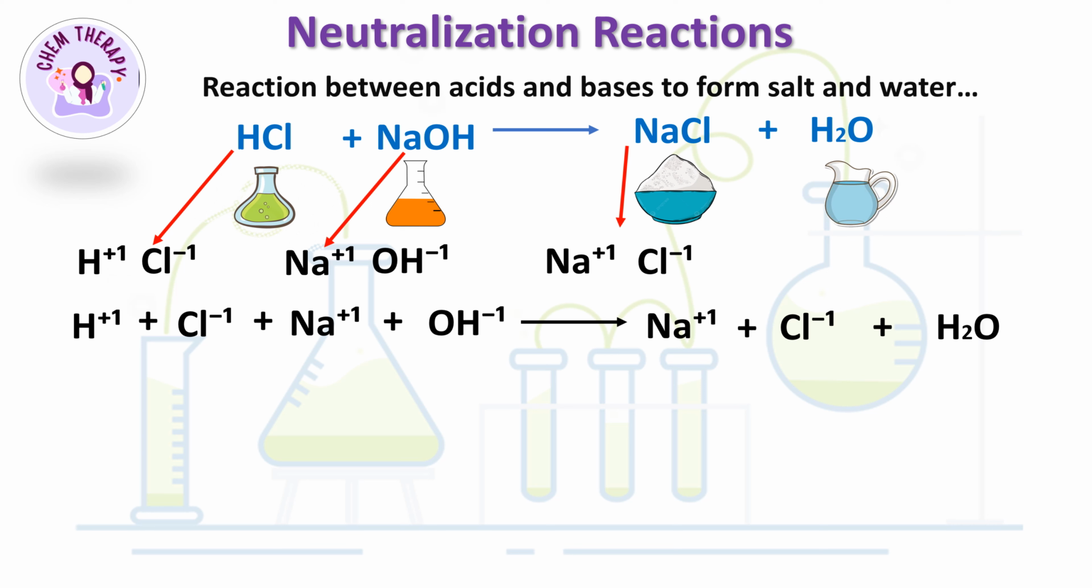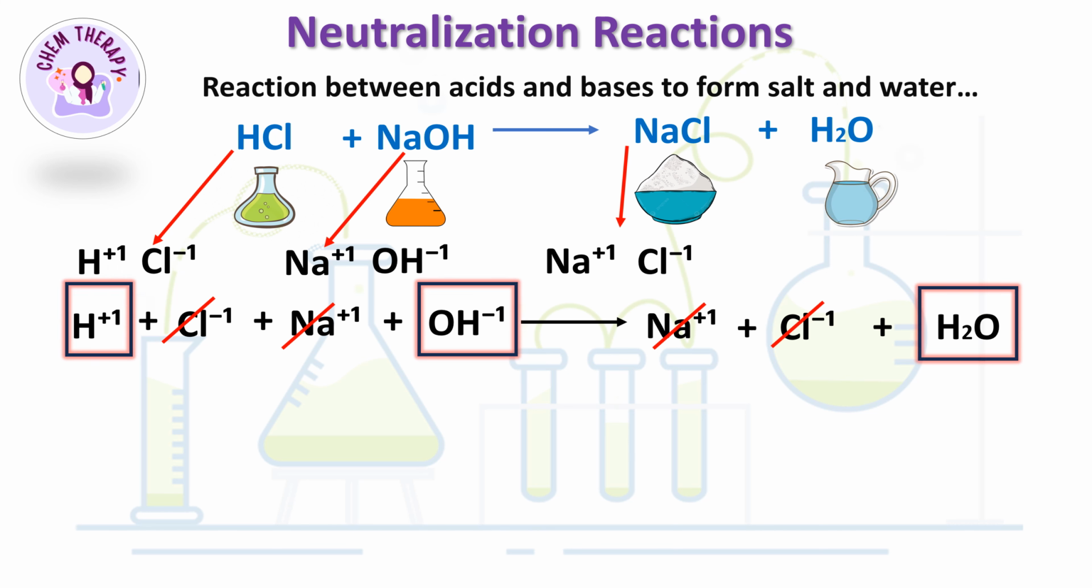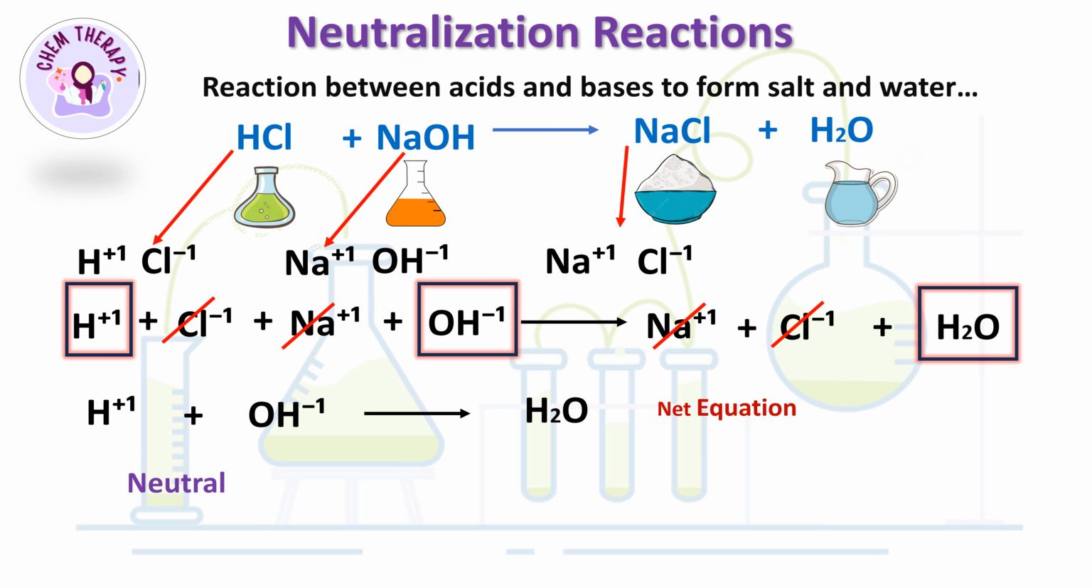Now, cancel the similar kind of ions on the left and right side of the equation. Chloride ion on the left side of the equation would cancel out with the chloride ion on the right side. Similarly, sodium ion on the left side would cancel out with the sodium ion on the right side. So we are left with hydrogen and hydroxide ions on the left side and with water on the right side. So the net equation is H+ plus OH- goes to form H2O. Hence, neutralization is the reaction between hydrogen ions of an acid and hydroxide ions of a base.